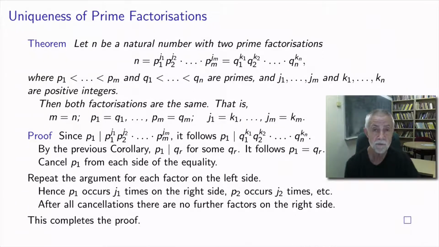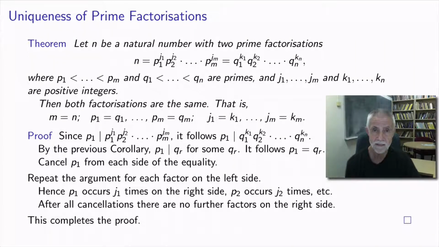And now we can just repeat the argument. We can first of all cancel p1 j1 times, because that's the number of times it occurs on the left side. And then we can cancel p2 j2 times. And we can keep cancelling until we have nothing left except the number 1 on the left side. And so on the right side we must have the number 1.